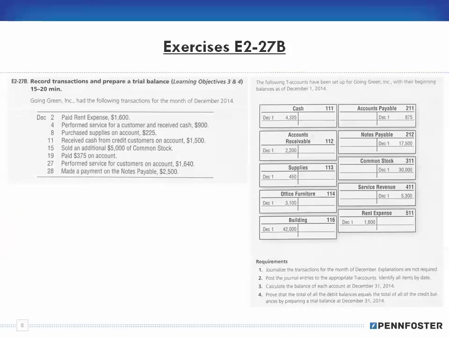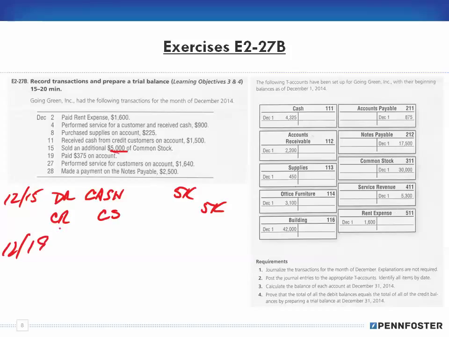Let's see here. 12/15. Okay, sold an additional 5,000 of common stock. So that means if I'm selling common stock, I'm receiving cash. My cash increases, so I debit cash for 5,000, and I'm crediting common stock for 5,000. Now I'll write this on the next slide when I do this next entry, so I'm going to save some time there. Okay, 12/19, I'm paying $375 on account.